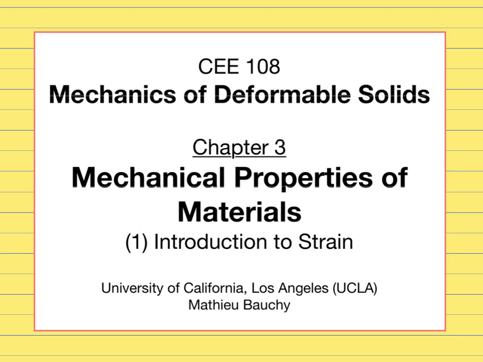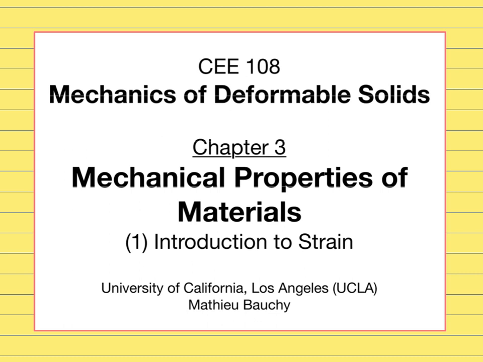So in the previous chapter we started to talk about the stress. We defined stress and we saw how to calculate the stress within a material as a function of the external loads that are applied to this body. So the stress is going to be the cause of the deformation of materials. The reason why materials are being deformed is because they are subjected to some stress.